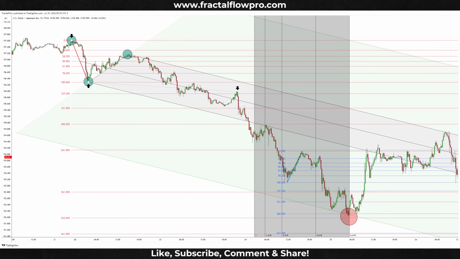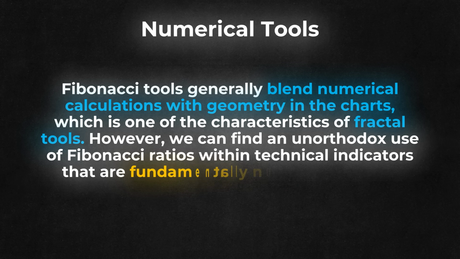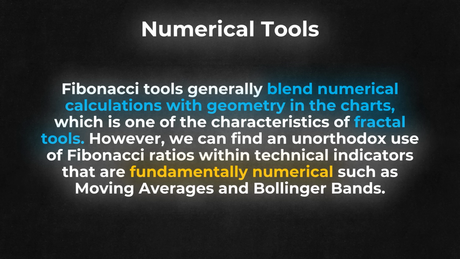Capital flows to the hands of those who have an information advantage. Fibonacci tools generally blend numerical calculations with geometry in the charts, which is one of the characteristics of fractal tools. However, we can find an unorthodox use of Fibonacci ratios within technical indicators that are fundamentally numerical, such as moving averages and Bollinger Bands. One trick you can use in this context of using Fib ratios within technical indicators is to change the period of moving standard deviations of the Bollinger Bands, for example. As a default, the number of standard deviations is 2, but we can change it, for example, to 2.618, which is a Fibonacci ratio.